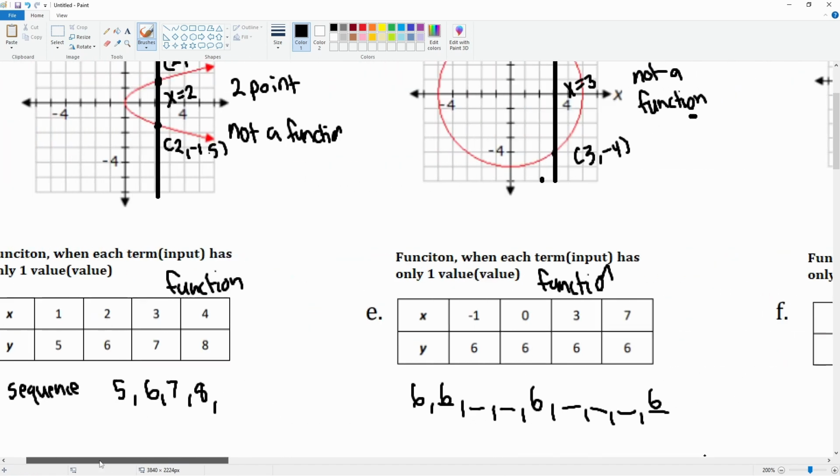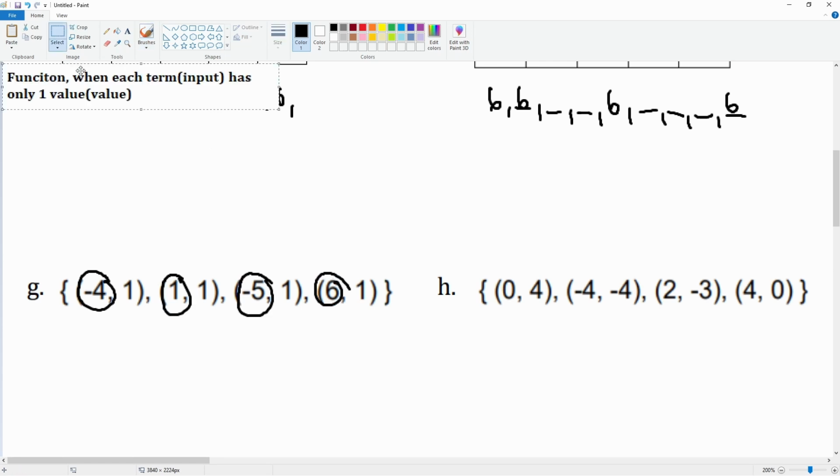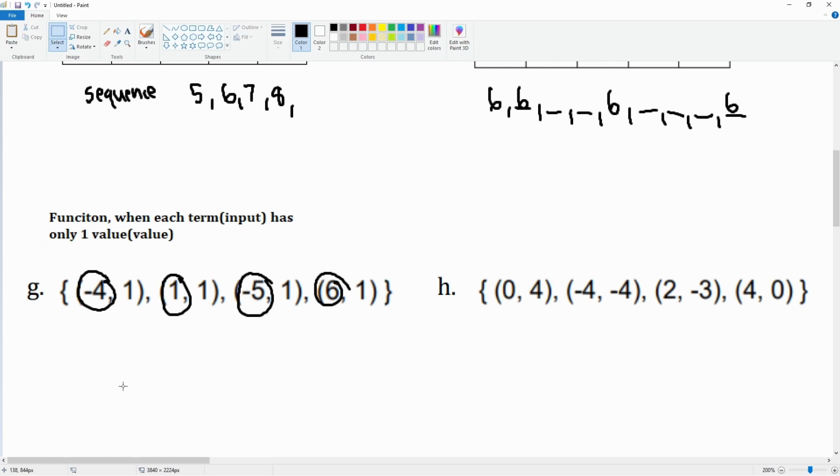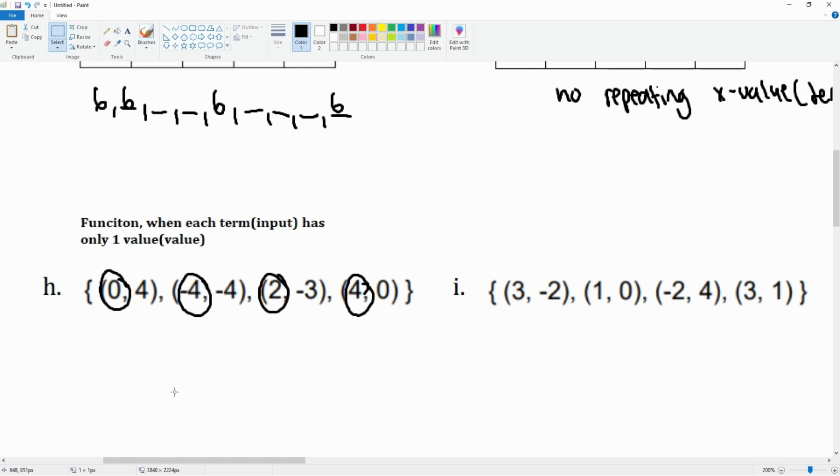And then let's take a look down here. We have negative 4, 1, negative 5, and 6. There's no repeating term. So every single input, every single term had one output of value. So here we can say this is also a function. Let's take a look at H. 0, negative 4, 2, and 4. There were no repeating values for the input. So we can say this is also a function.